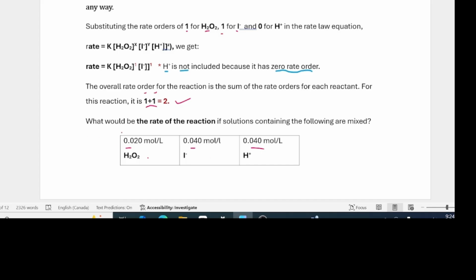Here is a little quiz. What will be the rate of reaction if solutions containing the following species are mixed with those concentrations there? We have that for hydrogen peroxide, that for iodide ions, and that for hydrogen ions. Why don't we go to the table and see where we have that for hydrogen peroxide, that for iodide ions, and that for hydrogen ions, and see how the rate will differ.